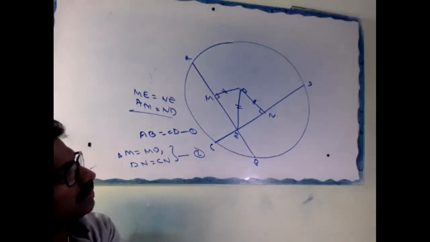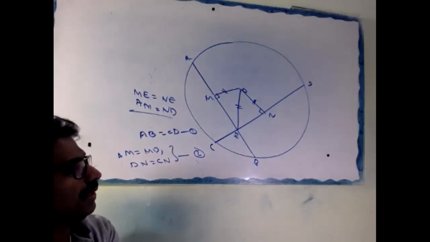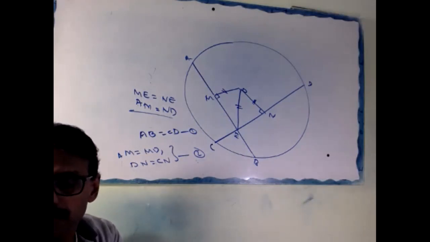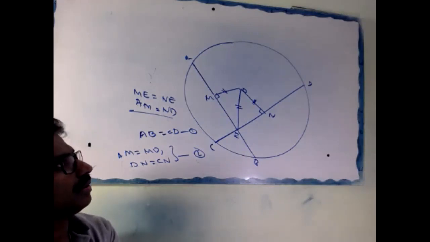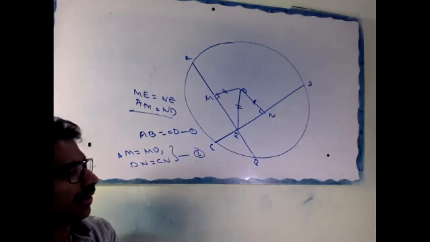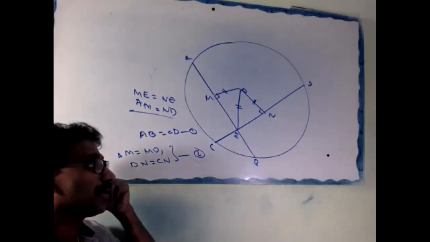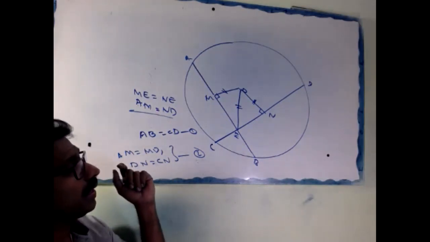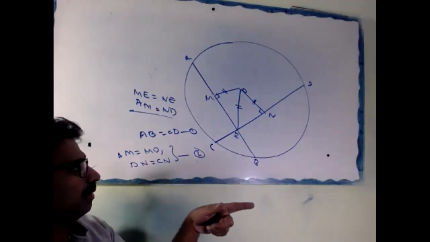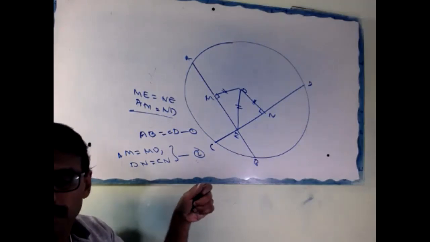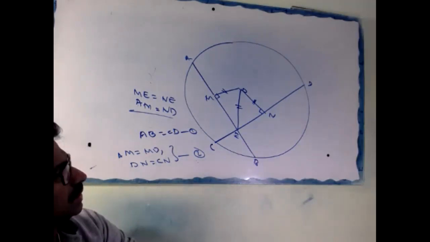What did we do first? AB equal to CD, given. Then OM perpendicular to AB, ON perpendicular to CD. Therefore, AM equal to MB and DN equal to CN. Perpendicular from the center bisects the chord.